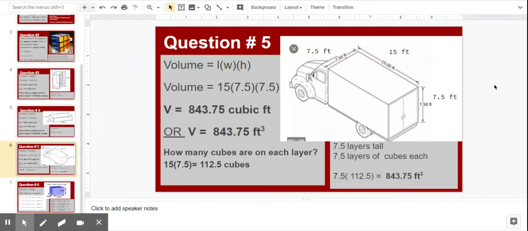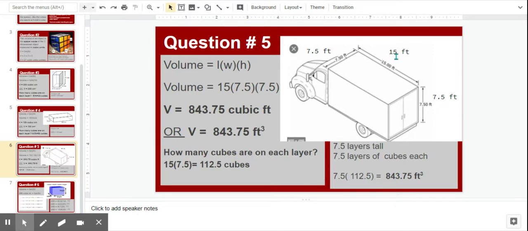Here is a solution for question 5. Volume again is length times width times height when we're finding the volume of a rectangular prism. If you look at this truck, the back, the trailer part here is a rectangular prism, and the dimensions are given. The length is 15 feet.